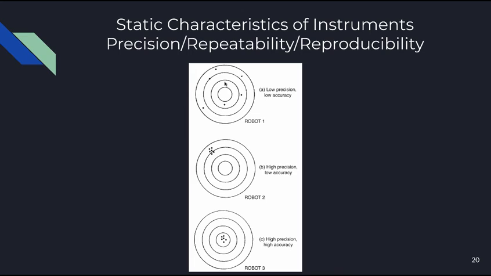Both the accuracy and the precision of Robot 1 is shown to be low. Robot 2 consistently puts the components down at approximately the same place, but at the wrong point. Therefore, it has high precision, but low accuracy. Finally, Robot 3 has high precision and high accuracy because it consistently places the component at the correct target position.